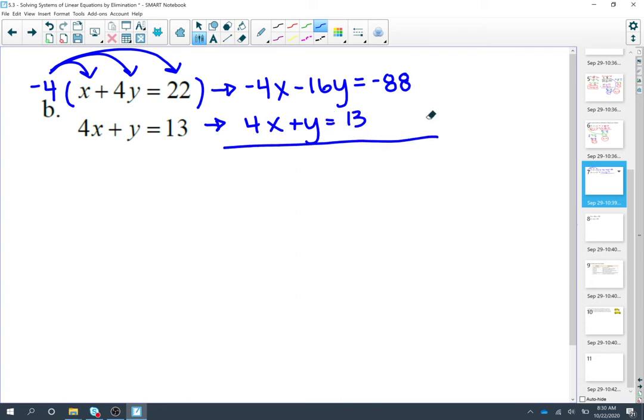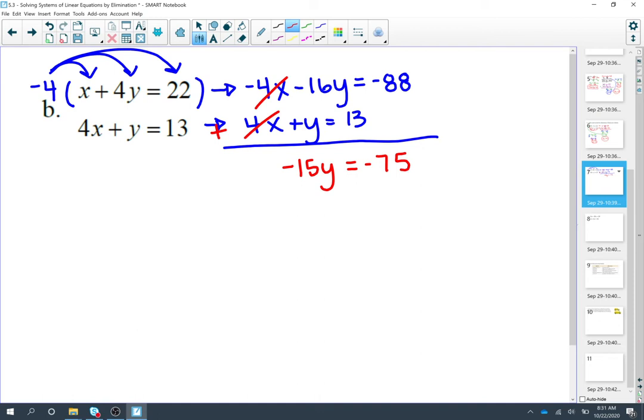Now I'm going to take a look at that. I have a -4x, I have a +4x. Those are opposites, so we're ready to add. Negative 4x plus 4x cancel and make 0. Negative 16y plus y is negative 15y. And negative 88 plus 13, I have to grab my calculator. So negative 88 plus 13 is negative 75.